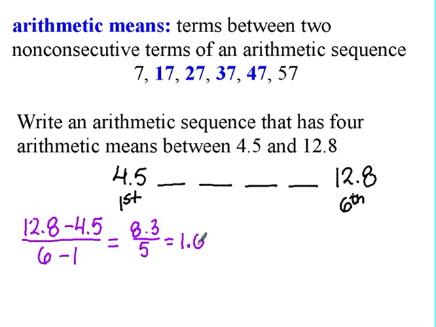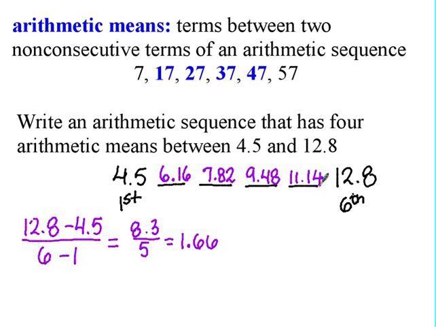Okay, so what that means is that I'm going to add 1.66 here, in which case that makes 6.16. What do I get when I go here? 7.82. What's the next one going to be? 9.48. And then the next one will be 11.14. And then if I add 1.66, so see, that's how it works. But the reason why we filled those in, we really don't need them for this problem, but what I wanted to do is show you how it works. So 12.8 minus 4.5 divided by 6 minus 1. So top here, bottom here.